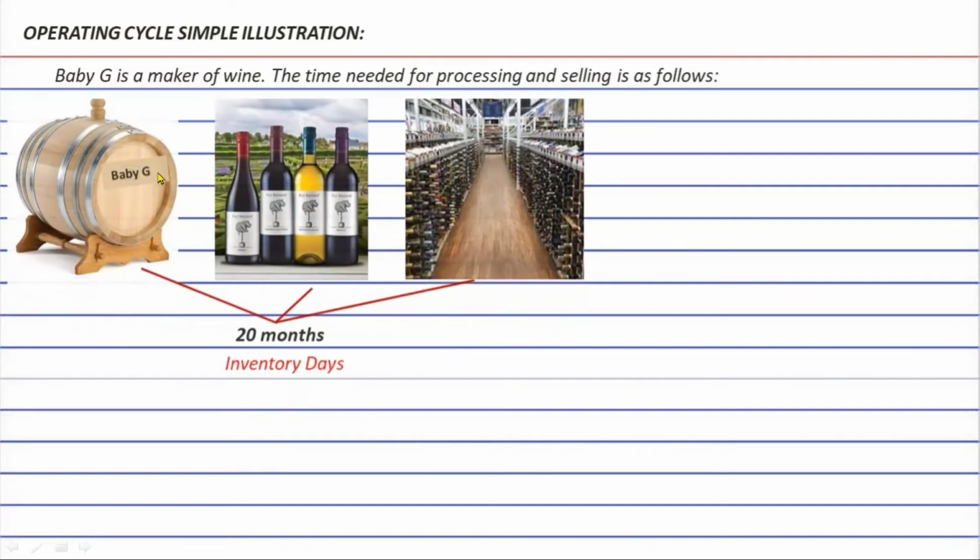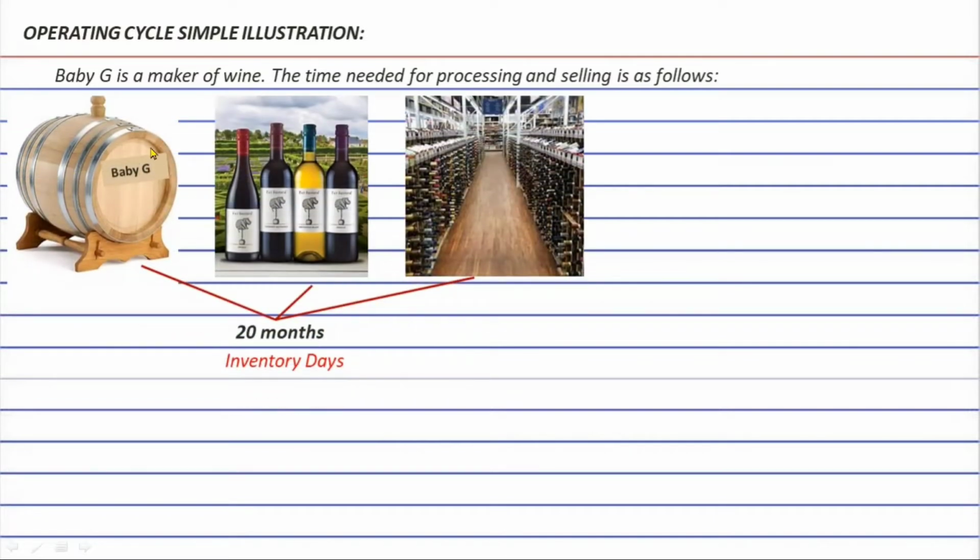So, to be clearer, let's assume that you are Baby G and you are a maker of wine. Your time periods for production and selling are as follows. To start, the extraction and the storage in wood barrels, plus the bottling and the packaging, plus the temporary storage in a warehouse before they are sold to customers, needs about 20 months. So, that's the first one.